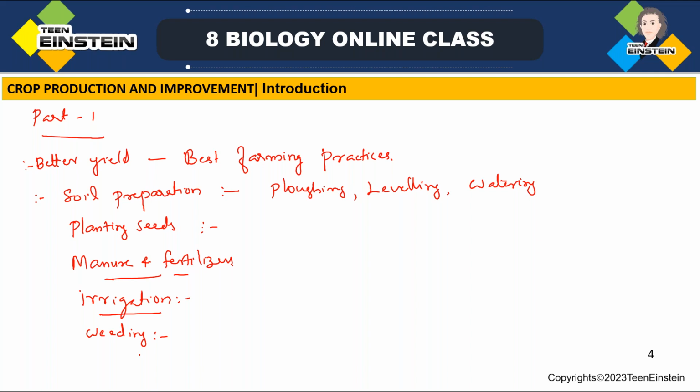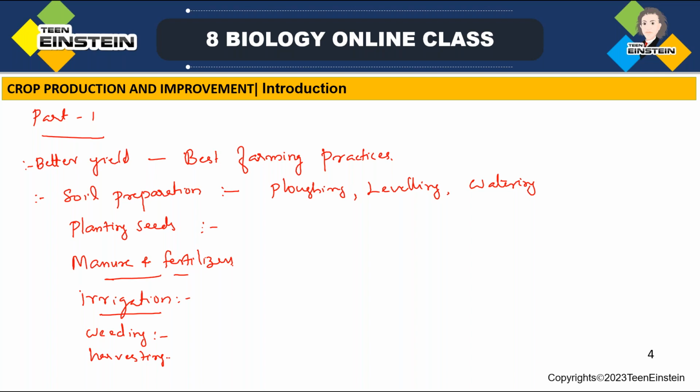So what will happen? The expected concentration of nutrients, fertilizer or manure will not go to the main crop, because weeds also will absorb. So what we need to do is remove the weeds. That process, that procedure or step, is called weeding. So weed removal is very important. Either manually we can do it or by using new techniques. Okay. Then harvesting.